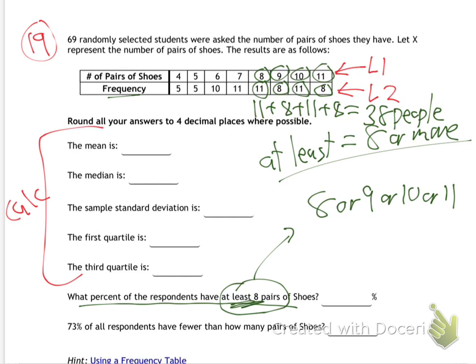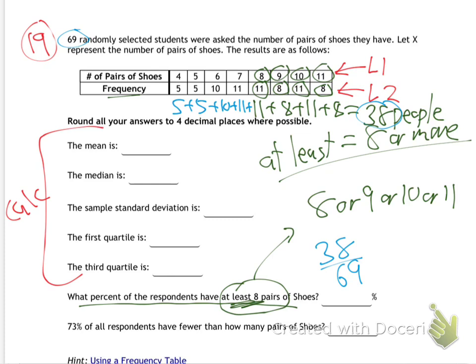How many total people in this study? I don't know, whatever all these frequencies add up to be. 21, 31. Oh, it said, yeah, it's right there. I don't need to add them up. Yeah, thank you. 69. Yeah, it just says 69. So that means 38 people out of 69 have 8 or more pair of shoes. See how I came up with that? I looked at the 8 or more, how many people, added those up.